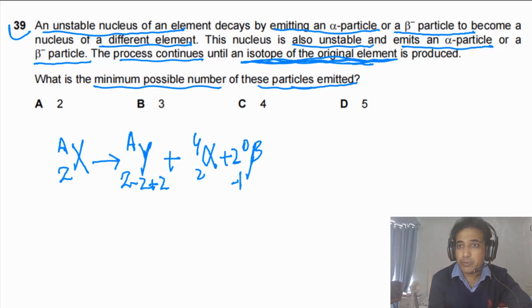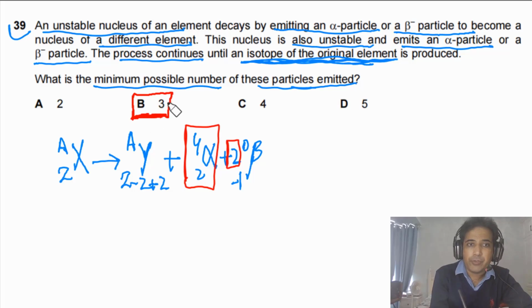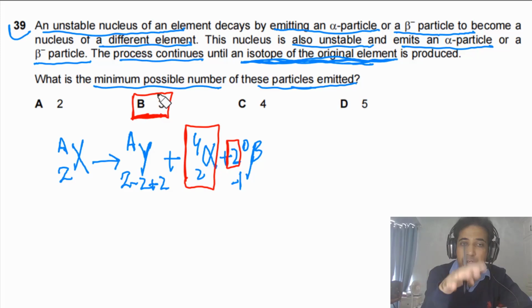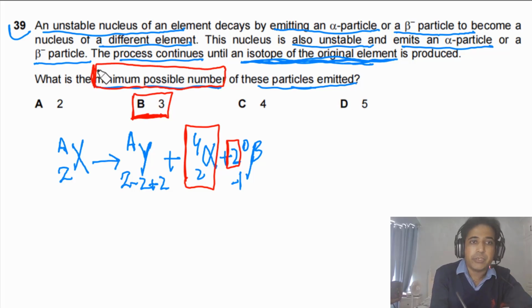So in this case, how many particles are emitted? We have one alpha particle and 2 beta minus particles. So a total of 3 particles are emitted. This is the minimum possible number. It can be more than that, but we are talking here about the minimum possible number of particles emitted. So the answer for this question is B.